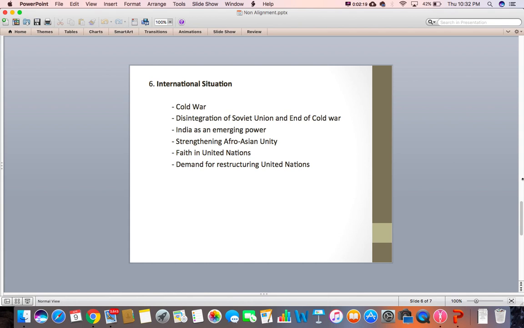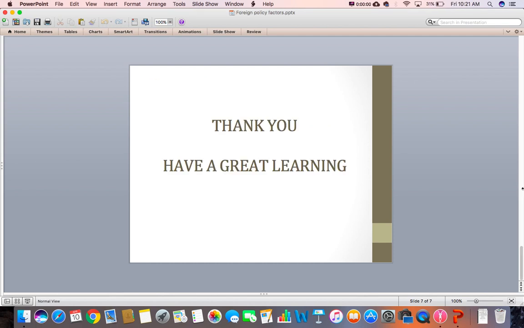Not only this, India has shown an abiding faith in the United Nations, and it has been a very active member in its various organs and agencies. Not only this, it has been demanding the restructuring of the United Nations organization by making its governance more democratic as well as transparent. Now, students, that was all in this lecture on the concept of India's foreign policy.